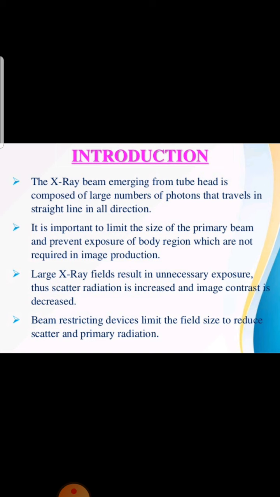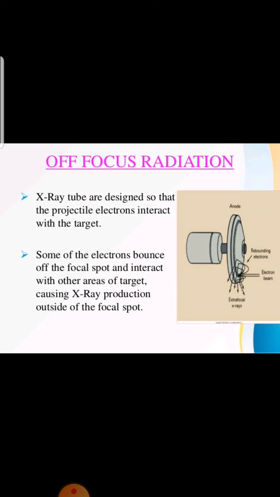Large X-ray fields result in unnecessary exposure, thus scatter radiation is increased and the image contrast is decreased. Beam restricting devices limit the field size to reduce the scatter and the primary radiation, because it is reducing the primary radiation as well, as I said earlier. So definitely it will reduce the contrast as well.